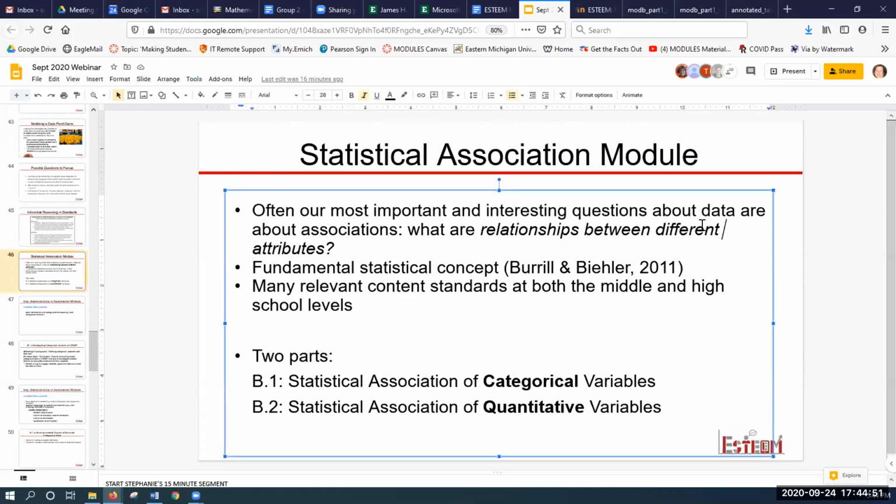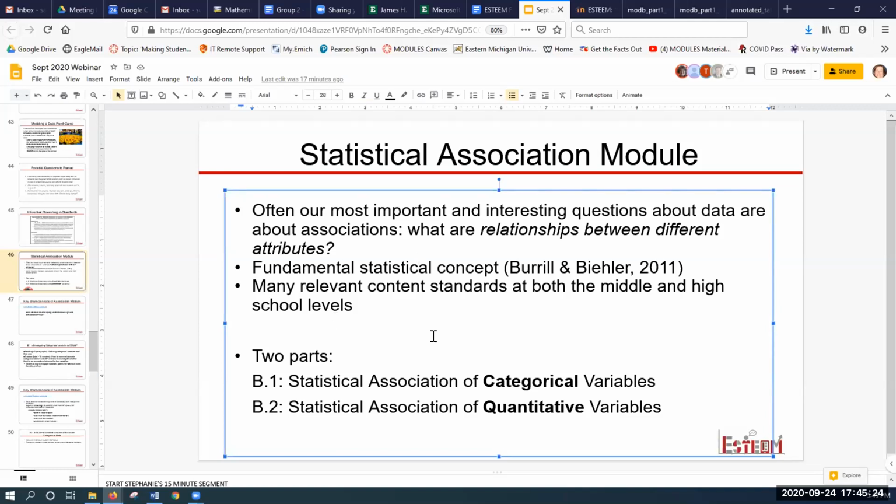So often the most important and interesting questions we have about data are about associations, because we want to know, is there a relationship between 2 attributes, and could that help explain things that we know about the context? So I think statistical association is a really interesting topic. Luckily, some big wigs in statistics education, Burrell and Buehler, called it a fundamental statistical concept. And it's also in lots of the content standards at both middle and high school level, in Common Core state standards for math and lots of the state standards as well.